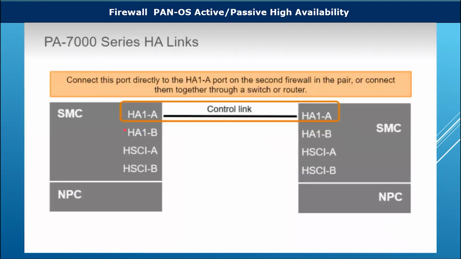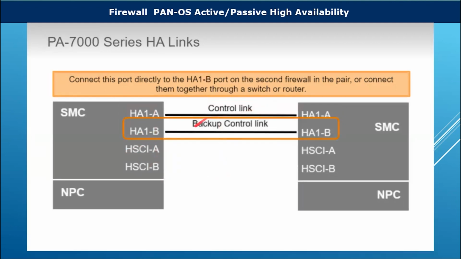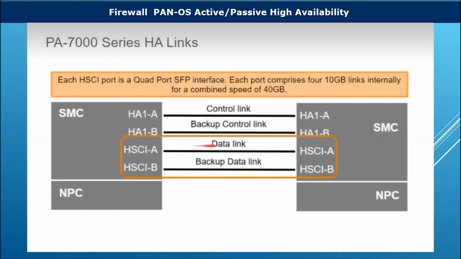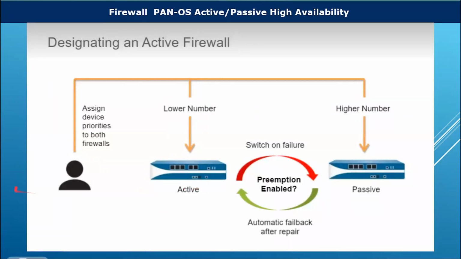So guys, if we are talking about the 7000 series, in this we have dedicated HA1 and HA1 backup links: HA1-A, HA1-B, HSCI-A, HSCI-B, dedicated control link, backup link. And this one is the data link and backup data link, dedicated.